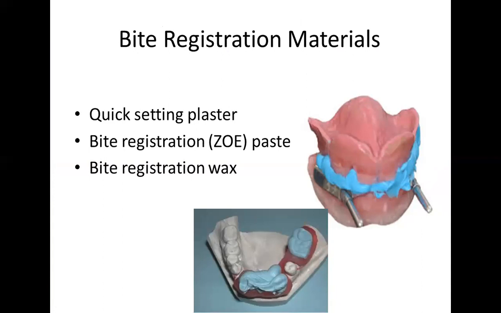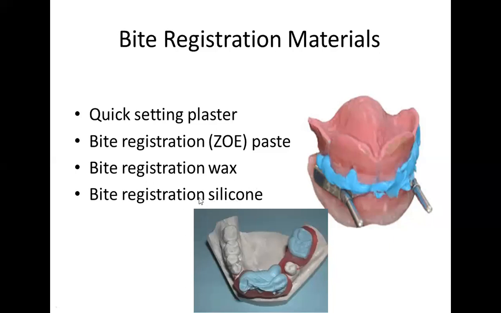Then you can use wax. Specialized waxes are made for recording jaw relationships. The best wax is the Alu wax, which is silver in color, where we have added aluminum to give stability to the wax. Otherwise, modeling wax, beeswax, or any other wax is not for bite registration.